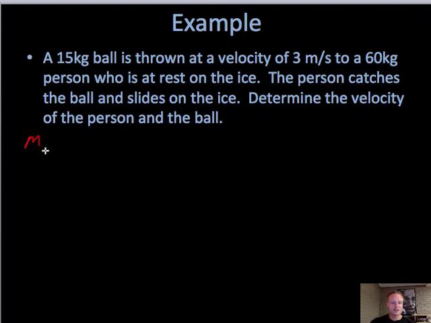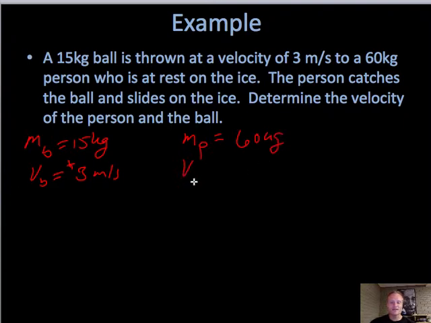So I'll call it the mass of the ball, or m sub b, is 15 kilograms. And the velocity of the ball is 3 meters per second. And we'll say it's traveling to the right, so I'll make that positive, just because I like dealing with positive numbers. The mass of the person, or m sub p, is 60 kilograms. And the velocity of the person, it says they're at rest, so they have a velocity of 0 meters per second.